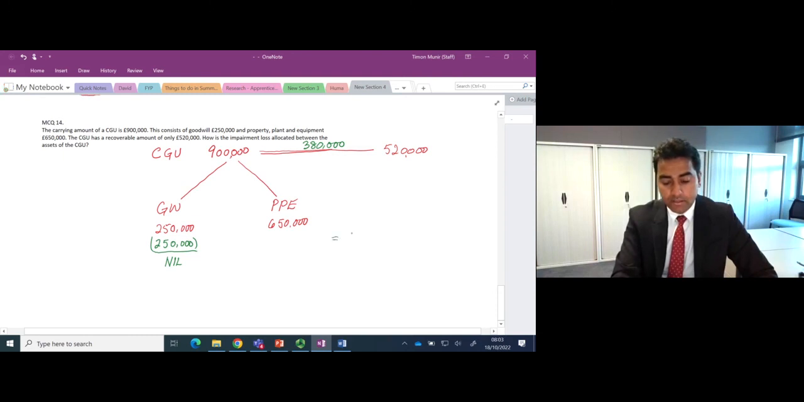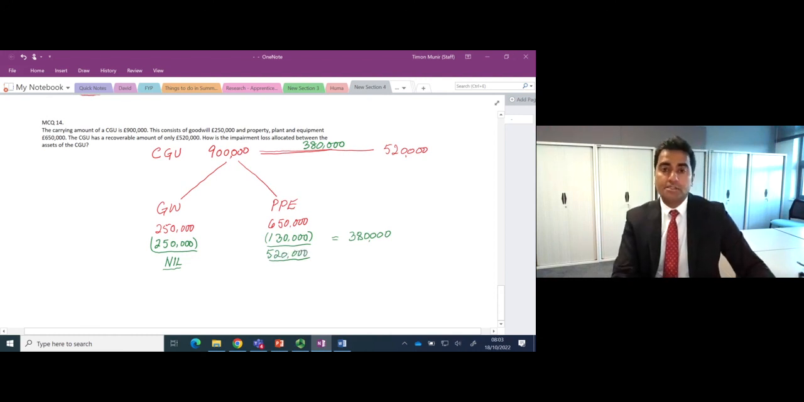So if my total impairment is 380,000, I have used or taken 250 out of the 380 and subtracted it from the goodwill, and that's why the goodwill has gone down to nil. And the remaining balance, which is 130, will be reduced from the value of the property, plant and equipment, and therefore the new value of property, plant and equipment is 520,000 pounds.